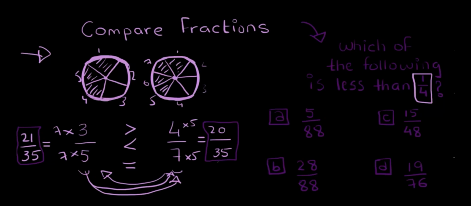Which one's greater? Out of a total of 35 portions, 20 are shaded here and 21 are shaded here, so definitely 21 is greater than 20. When the denominator is exactly the same, I don't care about it anymore. All I care about is the numerator, the 21 and the 20 over here. So that's my answer. Let's take a look at the question on the right hand side.